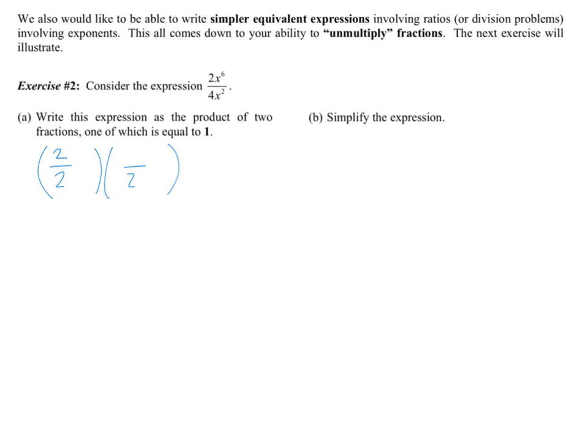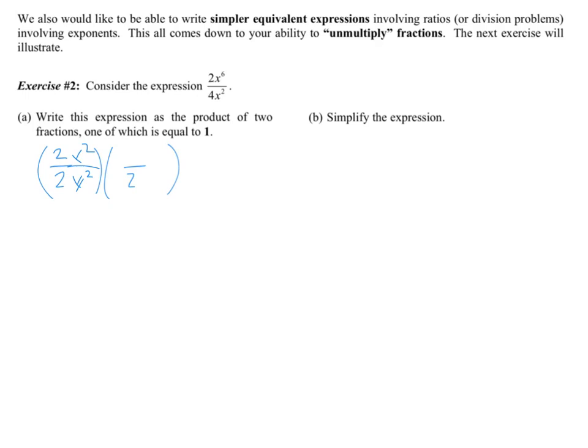X to the 6th on top and x to the 2nd on bottom. But remember, in order for the first fraction to equal 1, we have to have the same thing on the top that we do on the bottom. So the smallest number we have on the top or bottom is 2. So now I have 2x squared on top, 2x squared on bottom.